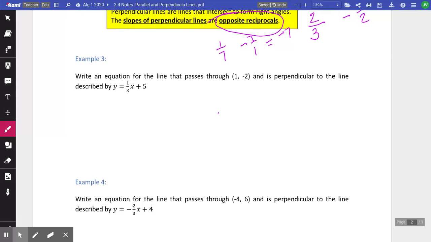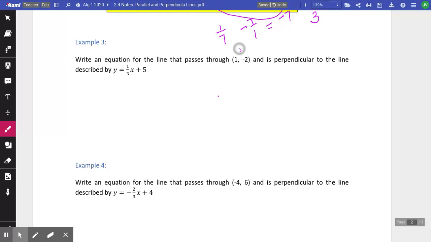Write an equation for the line that passes through these points, and it's perpendicular to the line described by y equals 1/3 x plus 5. Now, since the lines are perpendicular, I'm going to look at the given slope, 1/3, and the opposite reciprocal of it will be -3/1, or simply -3. Now I have one point and the slope for the new line, the perpendicular line. So I will start again with point slope form.